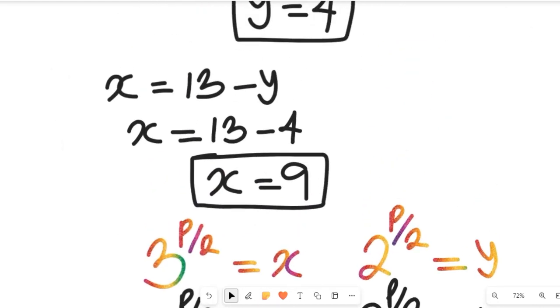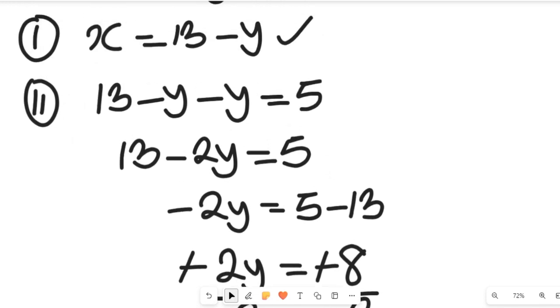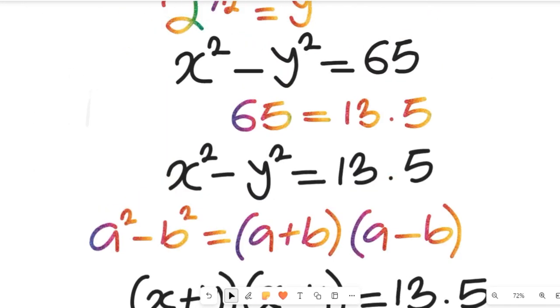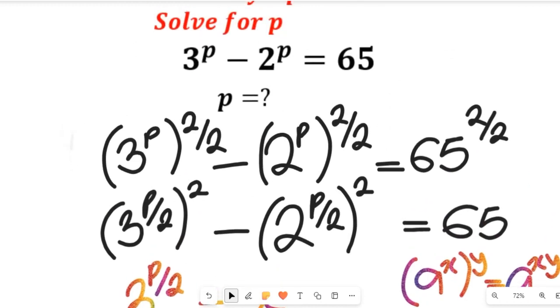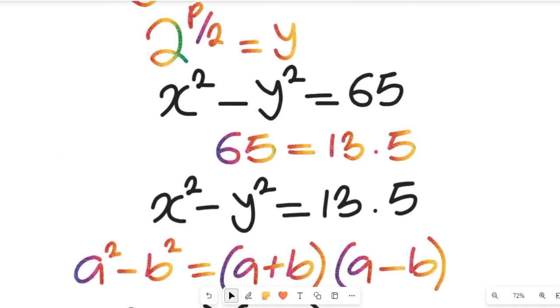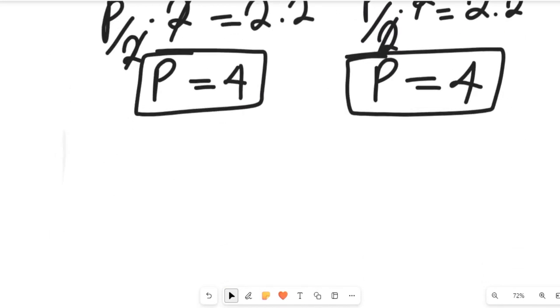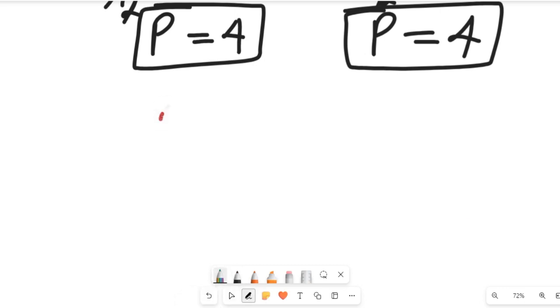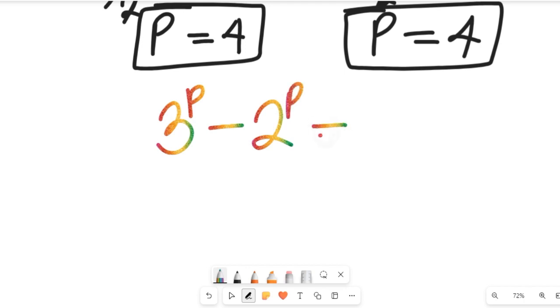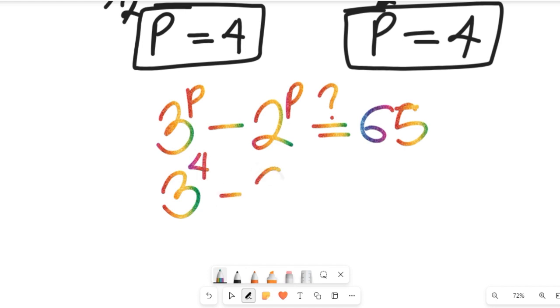Great. Now you see those two expressions gave us p equal to 4. So what do we find from this expression finally? From this expression, we can find that the value of our p is equal to 4. Now let's test to see if this is truly right. 3 to the power of p minus 2 to the power of p. Will it give us 65? Let's test. So this will give us 3 to the power of 4 minus 2 to the power of 4. Will it give us 65?